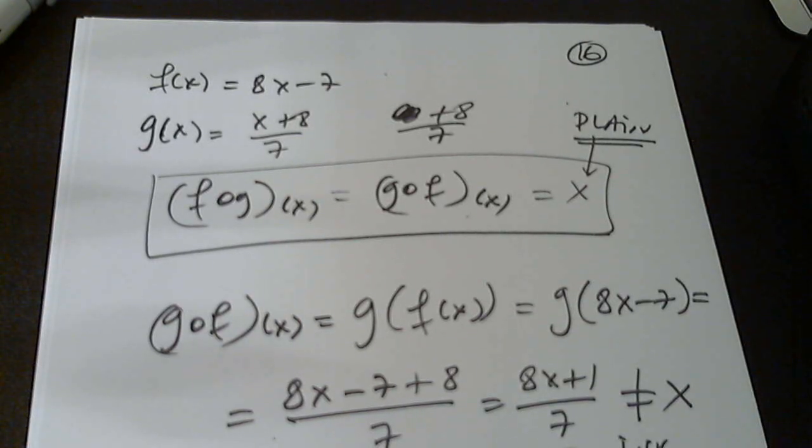I don't have to check the other one. It will be a waste of time. They're not inverses of each other. So if we just check one and it's not x, we don't even have to do the other one. No, it's not going to be x.